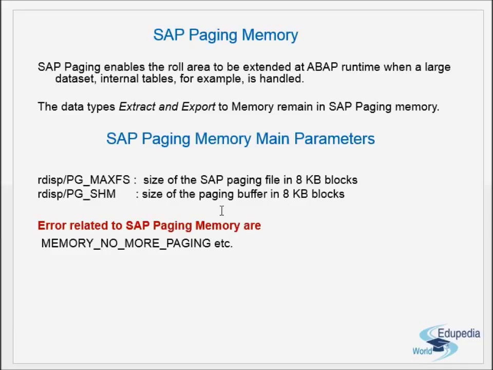And what are the errors related to this SAP paging memory? It's "memory no more paging". You will get this error if a work process has used too much of the paging memory and got terminated abnormally, then it will throw "memory no more paging".